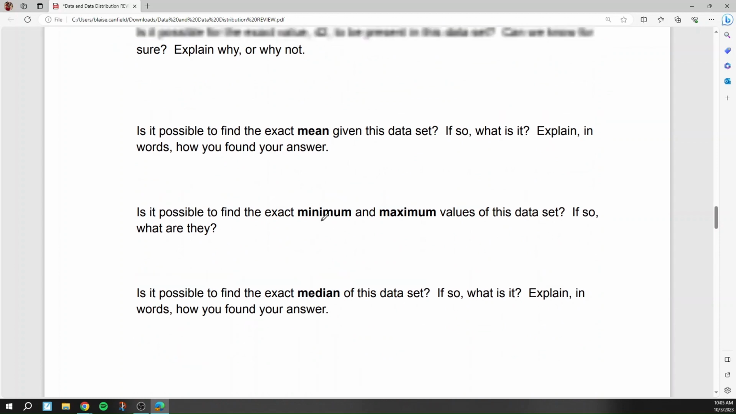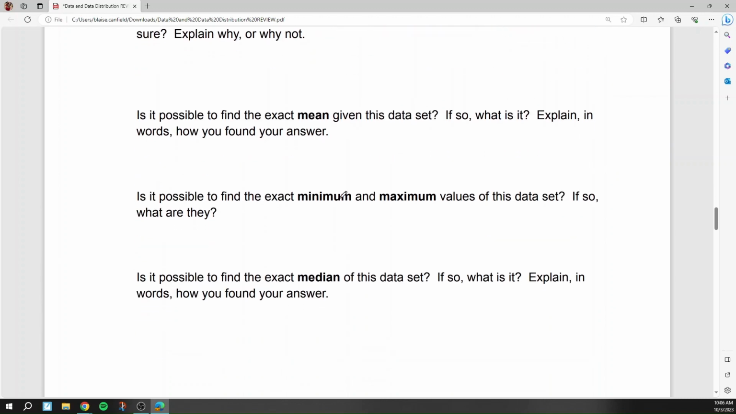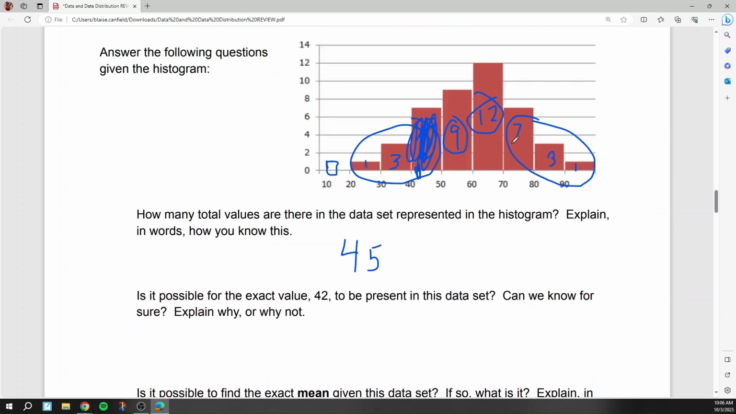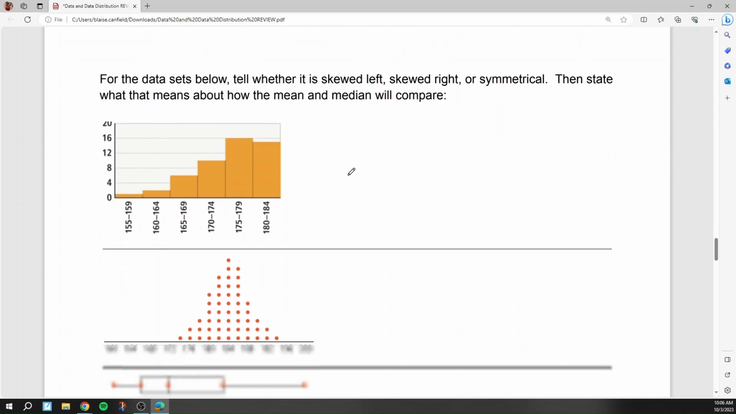Minimum, maximum, actually no, it's not possible to find the exact min and max, because you don't know if your minimum is 20 or 21 or 22. You don't know if your max is 91 or 95 or 99. So you can't find the exact mins and maxes. What about the exact median? No, you can't. Again, we can approximate that it's somewhere in here, but we can't know the exacts. That's not what histograms are for. So hopefully that makes sense, because I'm moving on.